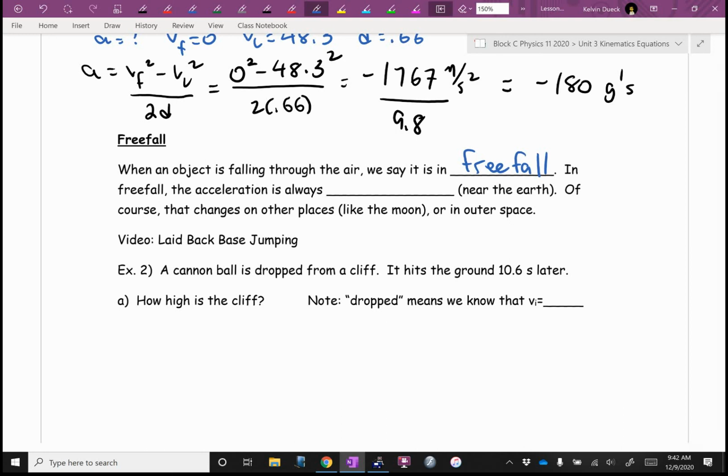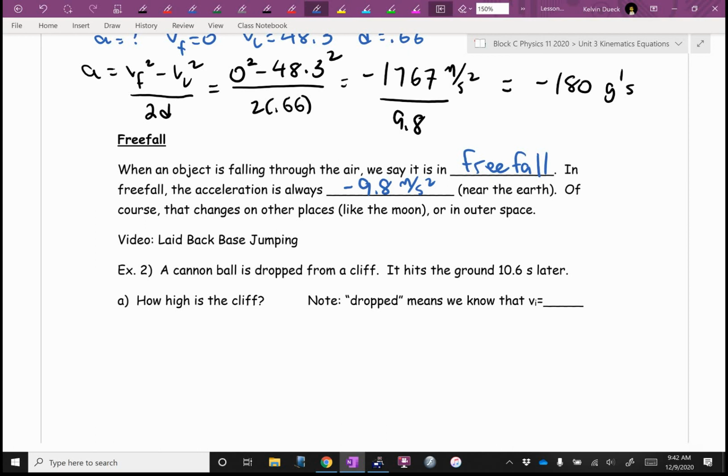So remember the video I showed you last day of the feather and the bowling ball falling at the same rate. Okay? In free fall, acceleration is always negative 9.8 meters per second squared. What's the significance of the negative? We're going to decide to let down be negative and up be positive. Easy way to have our vectors and our directions without having to write the word up or down all the time.